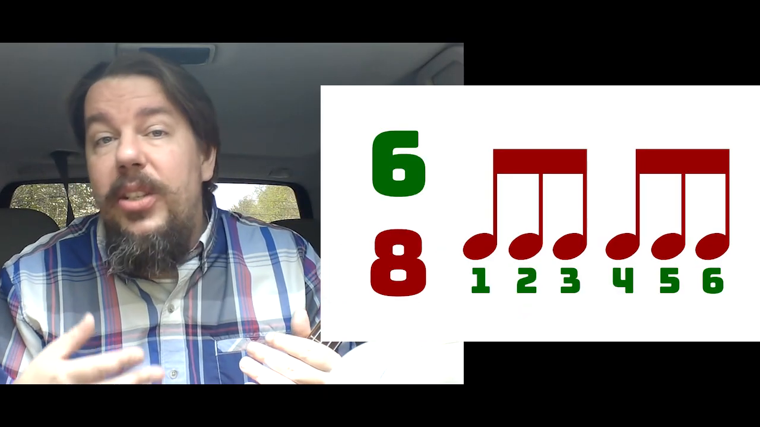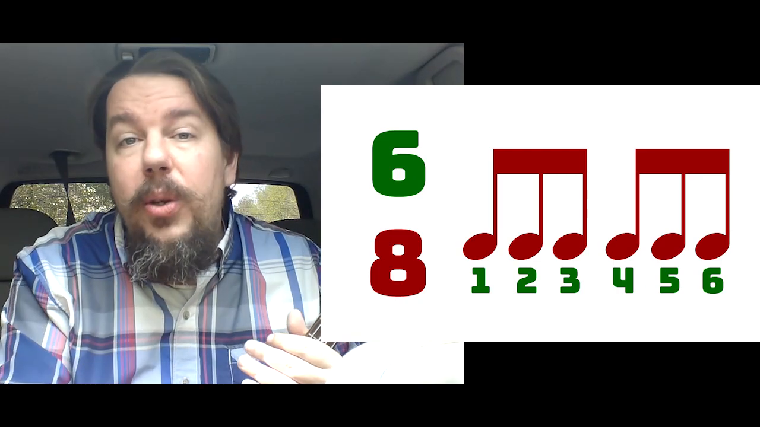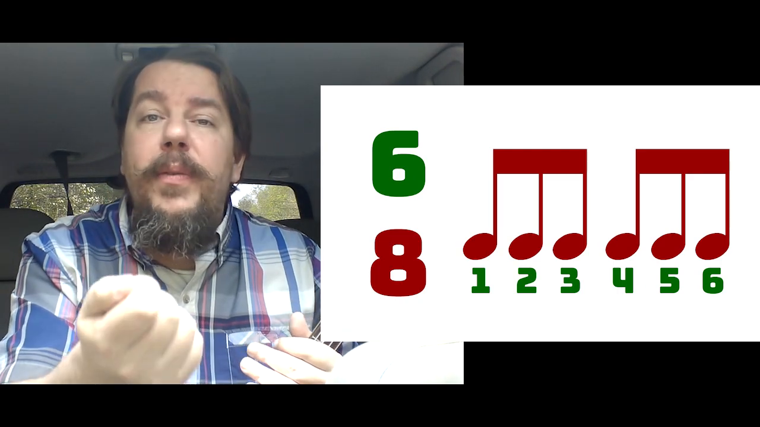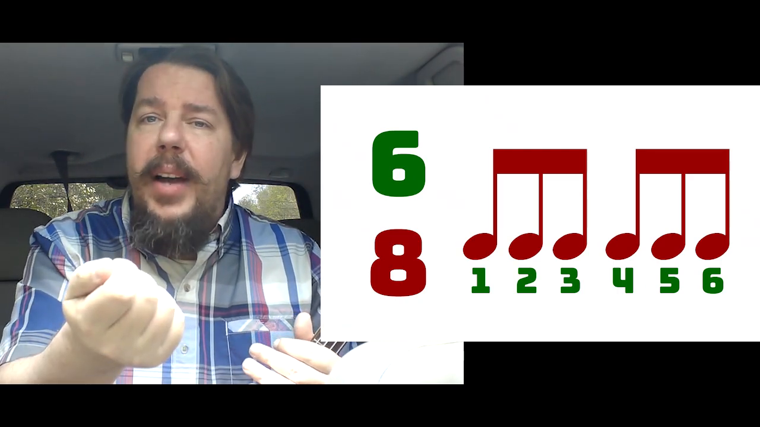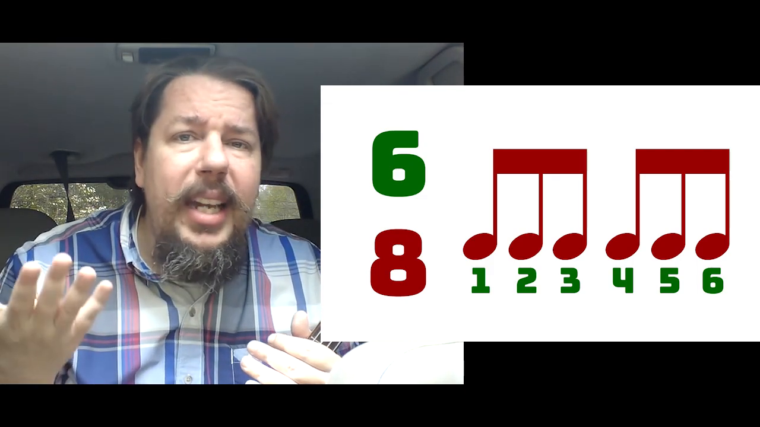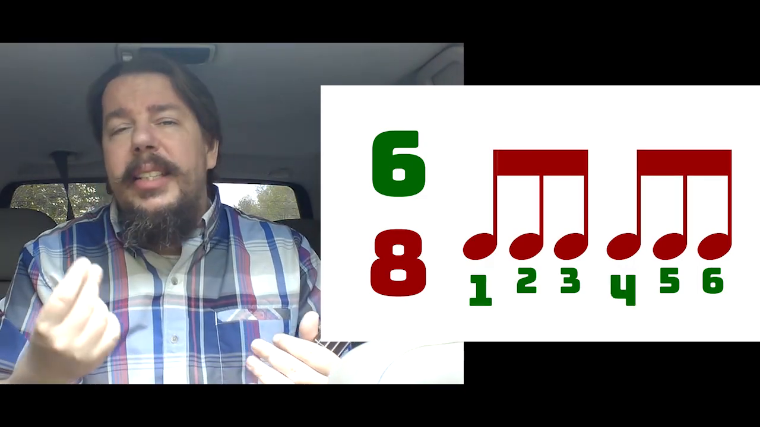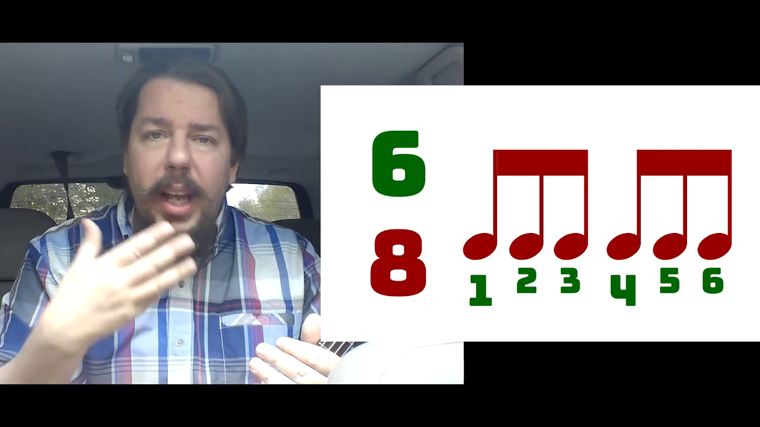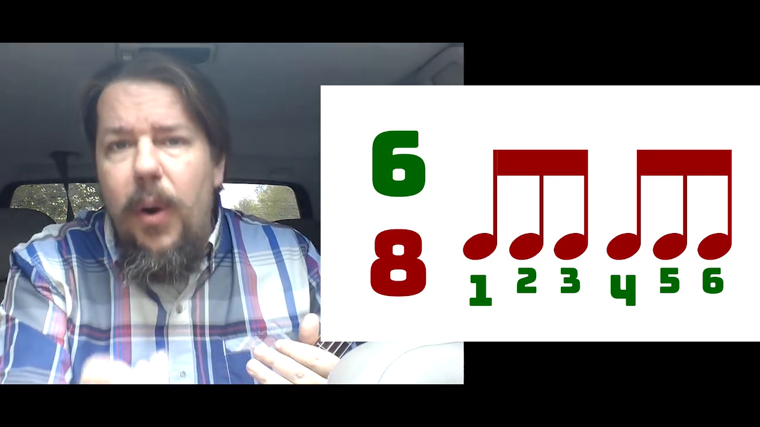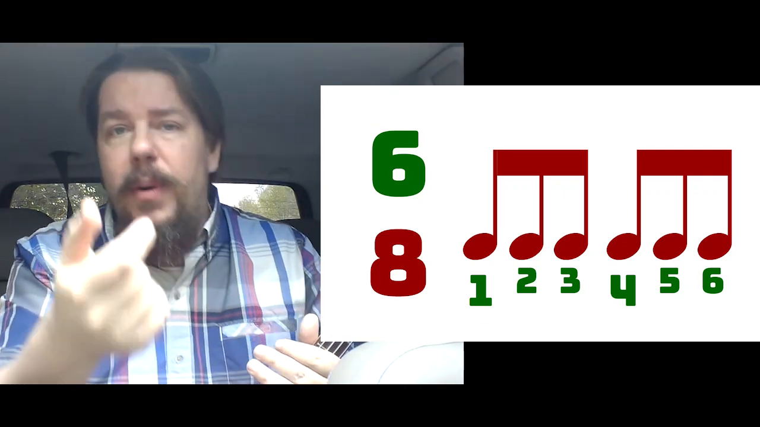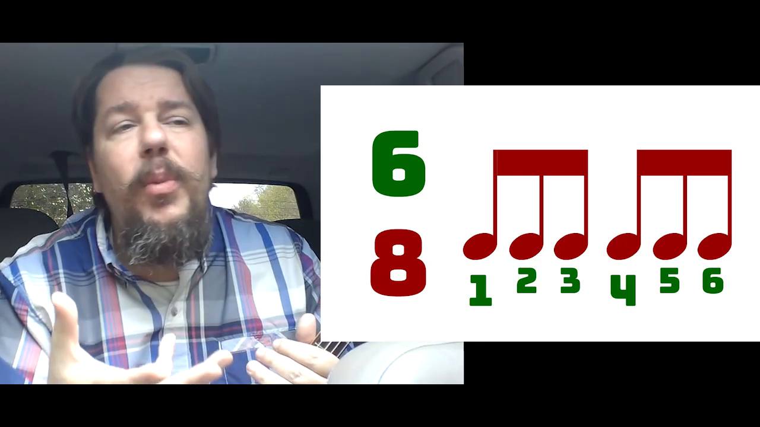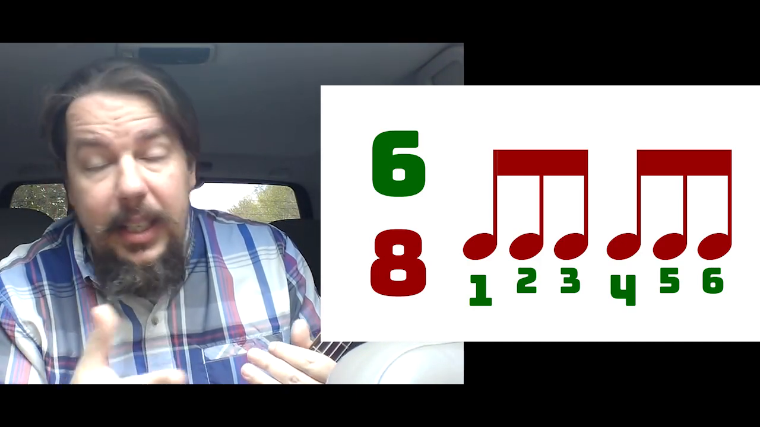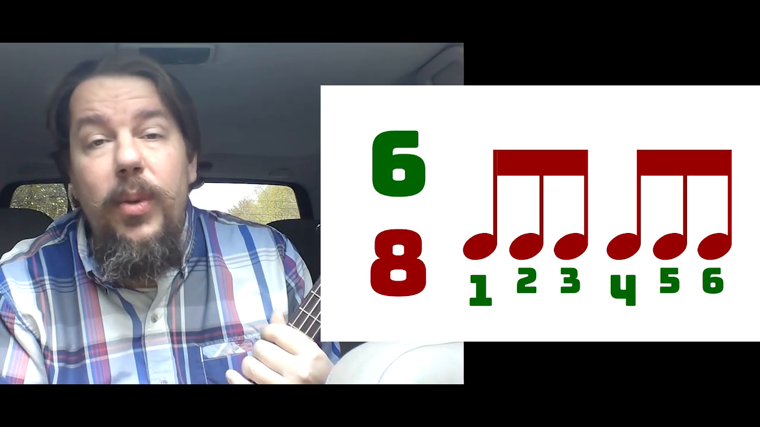But you'll notice I don't count it like 1, 2, 3, 4, 5, 6, 1, 2, 3, 4, 5, 6. That's typically not how we count 6/8. Instead, we would like something more like this: 1, 2, 3, 4, 5, 6, 1, 2, 3, 4, 5, 6. That is more of a natural way of counting 6/8, and that's typically how musicians will count it.